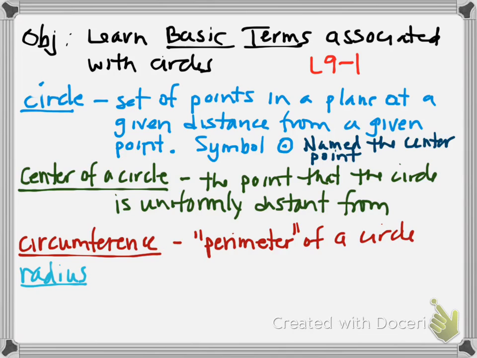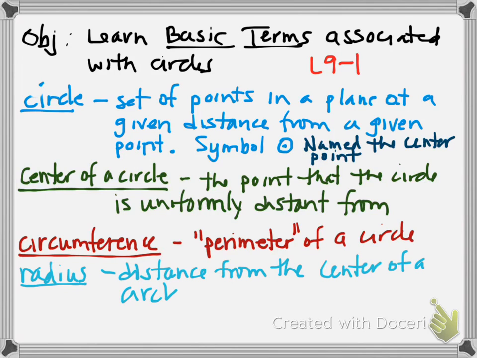So radius is the distance from the center of a circle to the circumference, which is what makes a circle, what we see of the circle, okay? So the distance from the center of a circle to the circumference. That is a radius, okay? Now, we're going to switch gears, and then I'm going to draw a picture in a little bit.